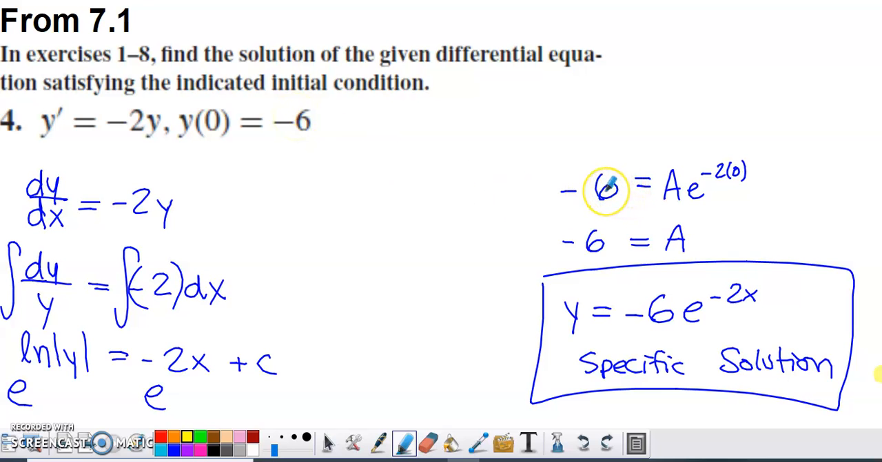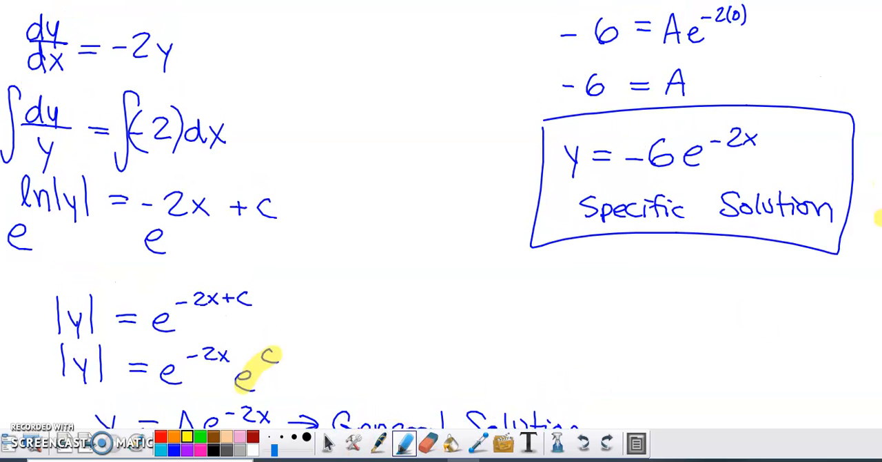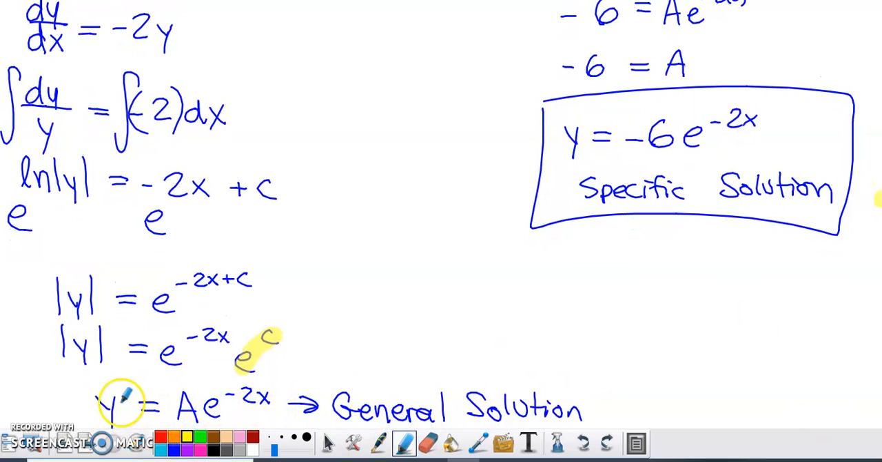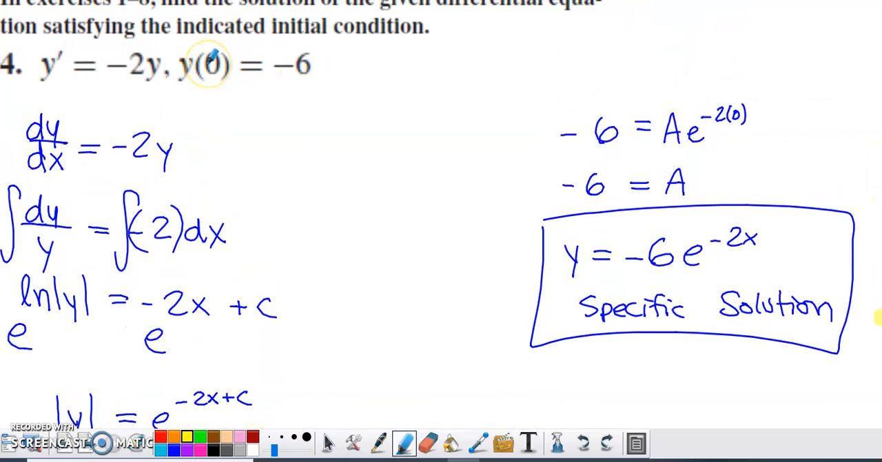So if I put negative 6 in place of the y, so I just took what was at the bottom of the screen here, and I put negative 6 in place of the y, and then I put 0, right? That was the x value, the input there. I put 0 in for x. E to the 0 is 1. A times 1 is A. That gives us an A value of negative 6. And this is the specific solution, or the particular solution, the one solution that has this derivative and goes through this ordered pair.